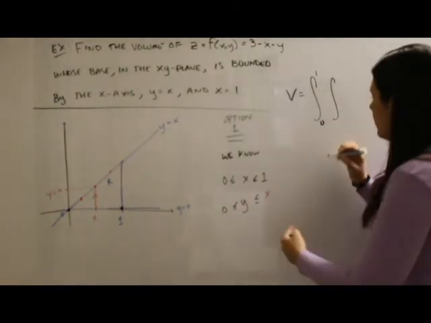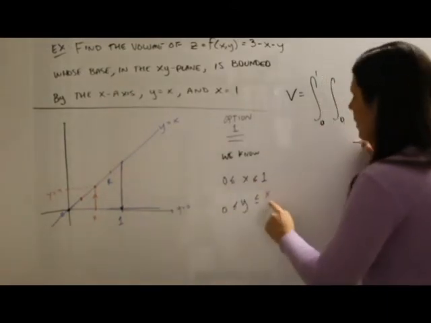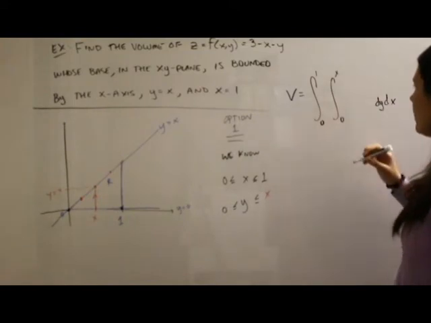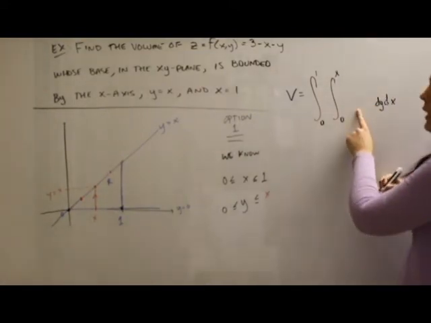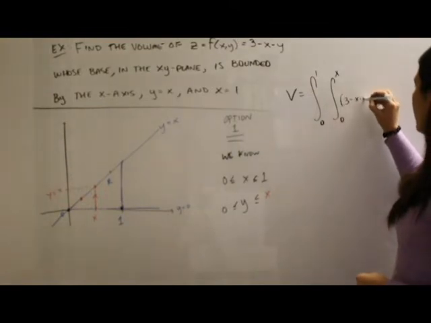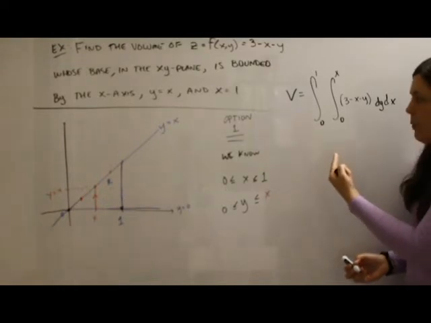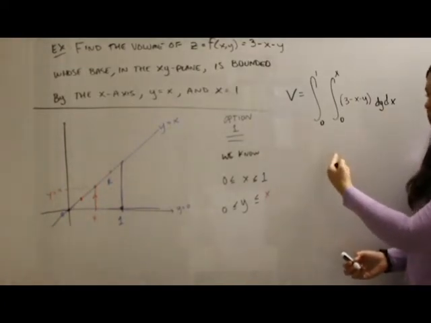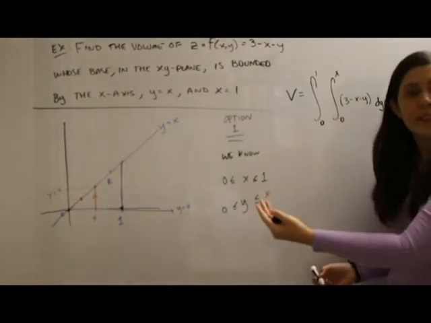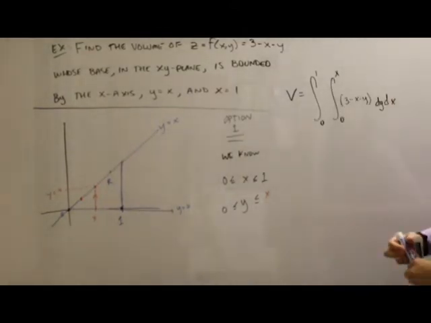Y goes as little as 0, but its upper boundary, depending on where we pick x, is the function y equals x. And then my integrand is the function I was given: 3 minus x minus y. Once we have this set up, the rest is just regular integration. The harder part is actually just the setup. After that, we are just using our regular integration techniques.